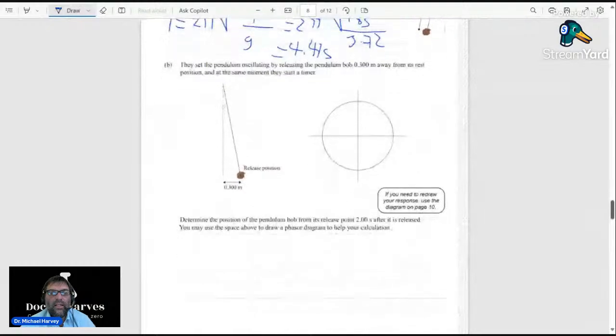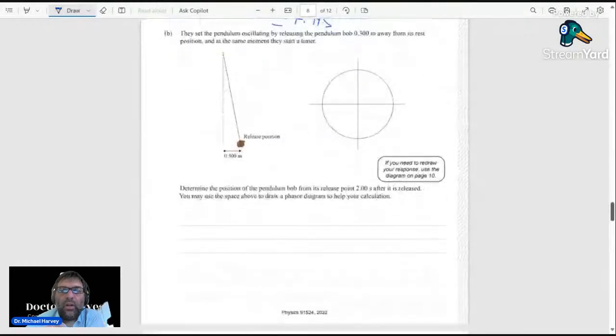Right, so they set the pendulum oscillating. They release the pendulum bob 0.300 meters away from its rest position, and at the same moment, they start a timer. Determine the position of the pendulum bob from its release point 2 seconds after it's released. So we've got 2 seconds, and we've got an x position or a y position. You may use a phasor diagram to help you with your answer. I guess you could.